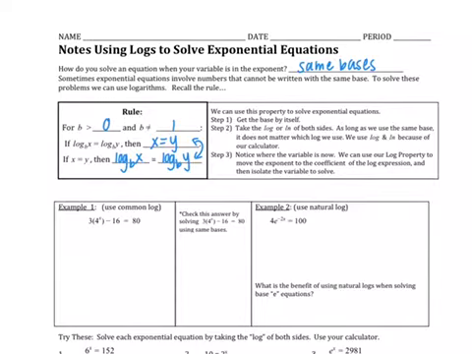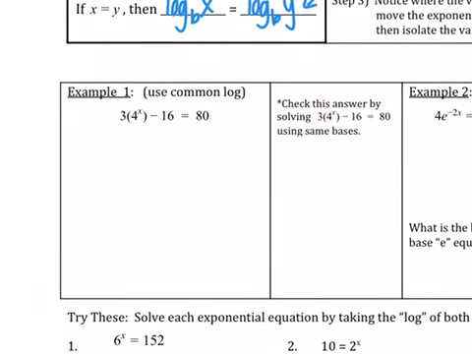So the first one, we're going to use common log as an example. So I'm going to go ahead and add 16 to both sides. My goal is to get the base, which is this 4 right here, by itself first, and then I can go from there. So that's why I added the 16. We do like PEMDAS backwards when we're solving. And then 3 times 4 to the x power, I'm going to divide by 3, so that's 4 to the x equals 32. And then I'm going to take the common log of both sides.